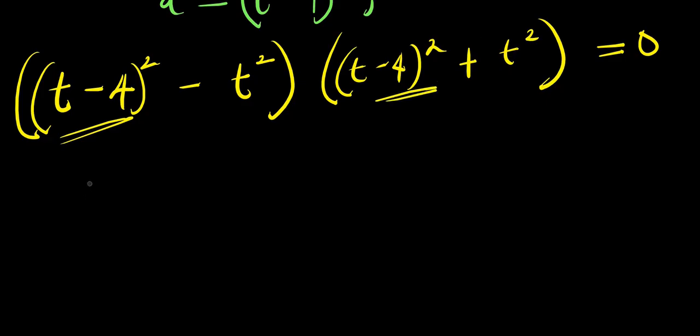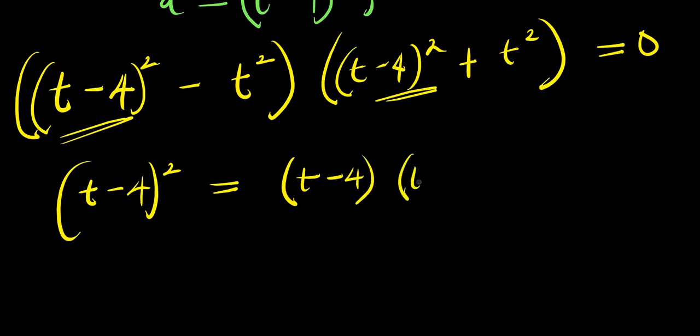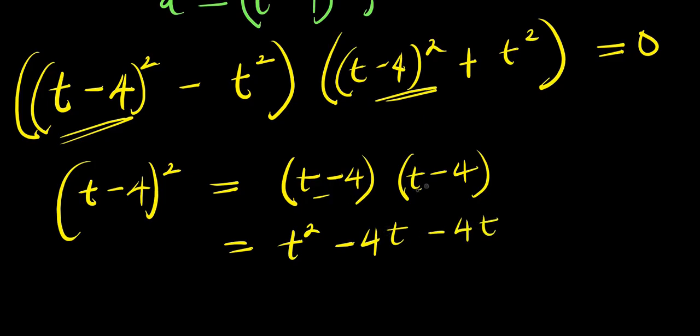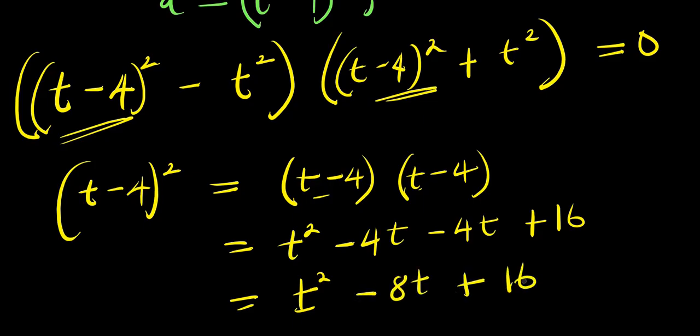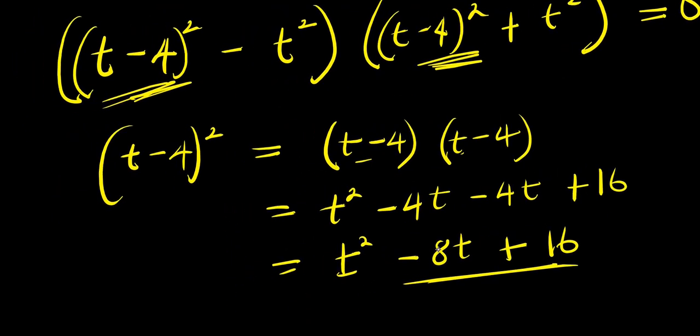Now, for us to proceed, we need to expand this, and we also need to expand this. So let's expand this. We have (t minus 4) raised to the power of 2, which equals (t minus 4) times (t minus 4). And this will give you t times t, that is t power 2, t times negative 4 is minus 4t, minus 4t again. Let's multiply this, and negative 4 times negative 4 will give you plus 16. So from here you have t squared minus 8t plus 16. So this is the expanded form of this and this.